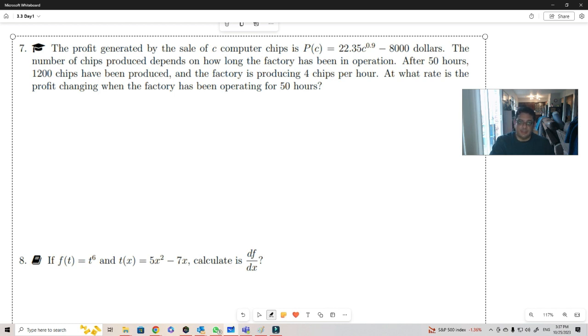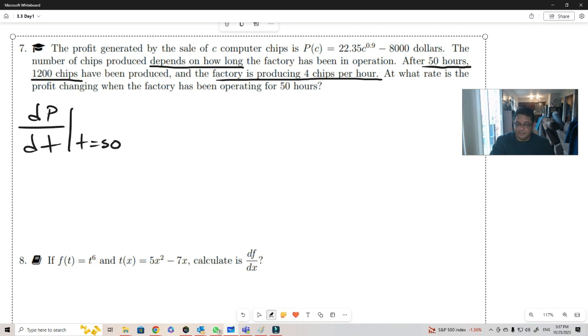Okay, so notice important things depend on how long it's been in operation. So this tells you time. This tells you after 50 hours, so that's a particular time. And we have 1,200 chips, and we have that the factory is producing 4 chips per hour. So all this is information about the function and the rate of change. Now they're asking me at what rate is the profit, which is the function P, changing when the factory has been operating for 50 hours. So they're asking me for the derivative of the profit with respect to time when the time equals 50. Okay, but because we have a chain rule here, notice that the profit is in terms of how many computer chips I have, but also the computer chips that I have depend on the number of hours that have passed.